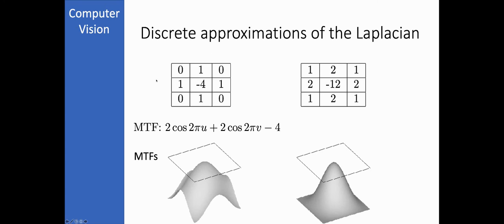The discrete convolutional kernels that approximate the Laplacian are multiple. Here I show only two of these 3x3 kernels. If I look at the modulation transfer function of this one, it's given like this, just for completeness. What's more interesting is probably their modulation transfer function shapes for both of them. Now, the zero line is given by here, in this case.